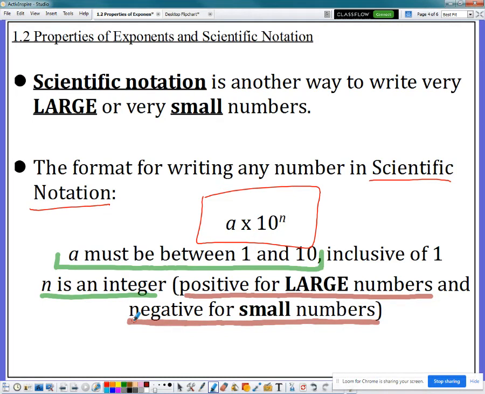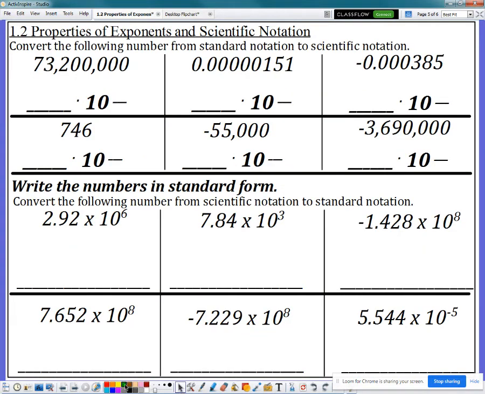All right, so moving on to this page, we have 73,200,000, and when you read the directions at the top of the page, it says convert the following numbers from standard notation to scientific. So standard to scientific. And remember, scientific is a times 10 raised to the nth power. So I want to write 73,200,000 into scientific notation. If you look at this big number, there's no decimal, but there's a decimal understood to be at the very end.